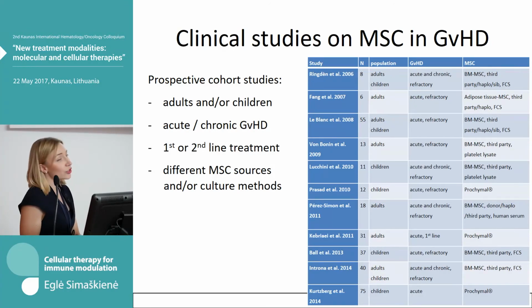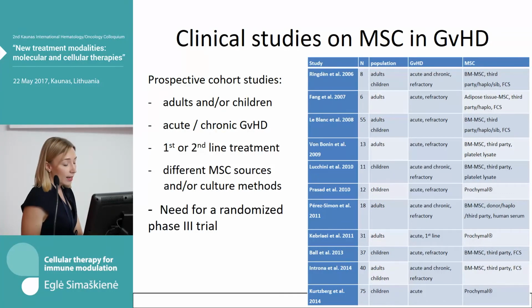Following these encouraging results, several non-randomized studies were published describing the effects of MSC infusion in steroid-refractory acute GVHD. So in clinical studies, you can find prospective cohort studies with adults and children, acute and chronic GVHD, first or second line treatment, different MSC sources, and culture methods. And there was a need for a randomized phase 3 trial.